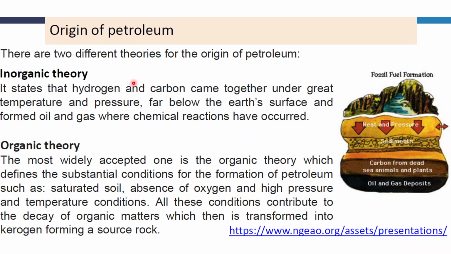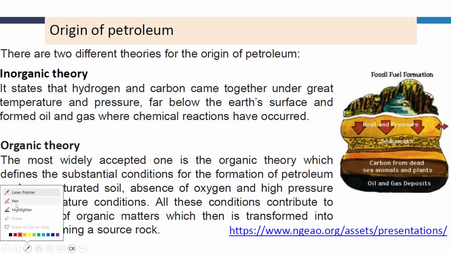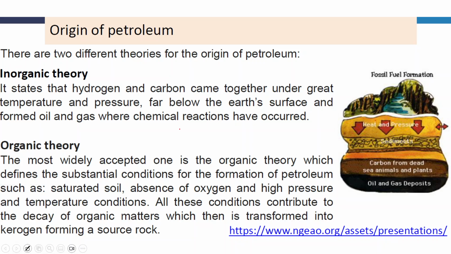Coming on to the origin of petroleum. Petroleum origin consists of two different types of theories. The first one is the inorganic theory and the second one is the organic theory. The inorganic theory says that hydrogen and carbon present under the earth come together under great temperature and pressure below the earth's surface and form oil and gases after chemical reactions have occurred between them.